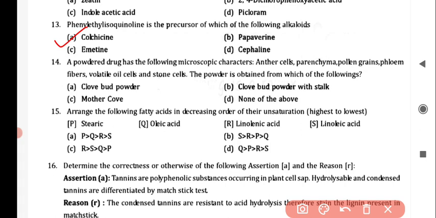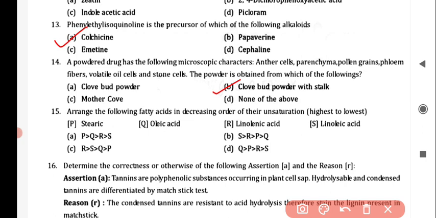Next question is, a powdered drug has the following microscopic characters: anther cells, parenchyma, pollen grains, phloem fibers, volatile oil cells, and stone cells. The powder is obtained from which of the following? And the correct answer is option B, clove powder with stalk.